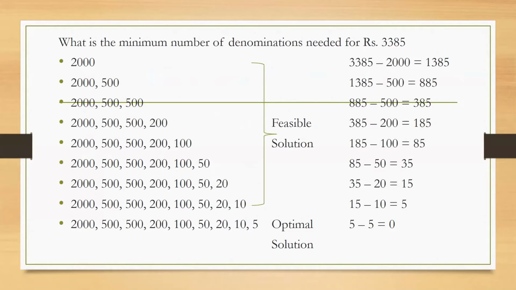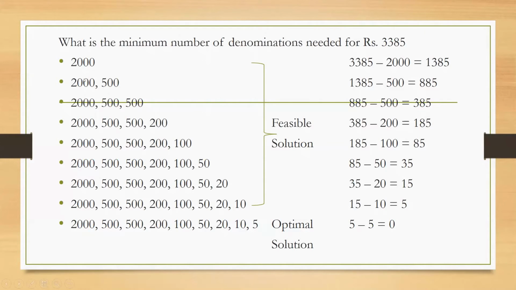When I say that you have to minimize the number of currencies, what you do is first choose the biggest currency. The biggest currency is 2000. We don't go for 500 or 200 or 100, directly we go for 2000. Since my amount 3,385 is greater than 2000, the first choice will be to pick 2000. So 3,385 minus 2000, you are left with 1,385.